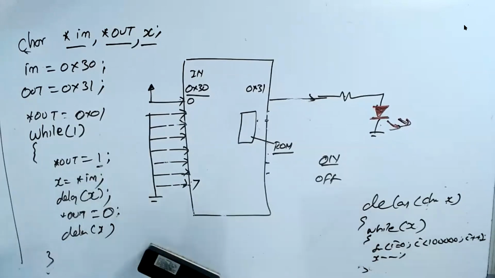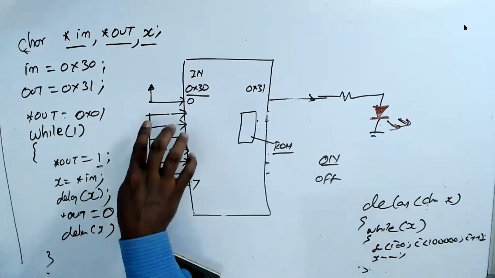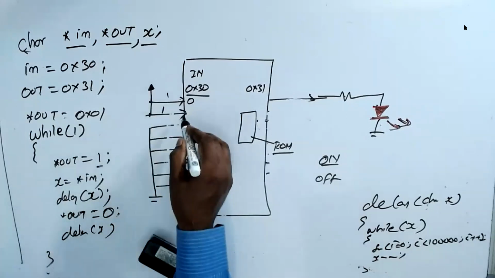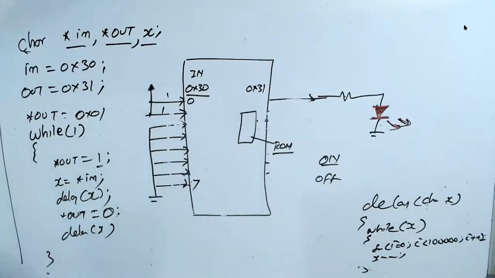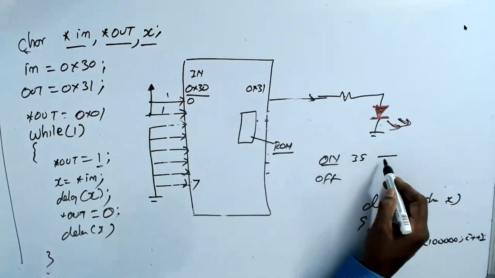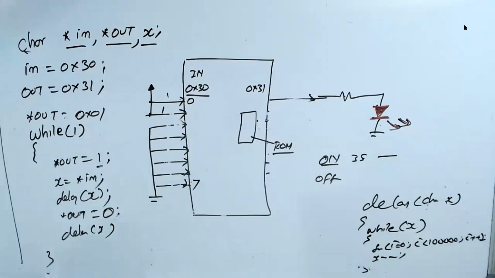So 1 second delay. For example, if you connect these 2 pins here, then 1, 1, it becomes 3. So now what will happen? X becomes 3. This will start executing 3 times. So you get 3 seconds delay on, 3 seconds off. Do you understand that? Is it clear? Let me know if you don't understand this.